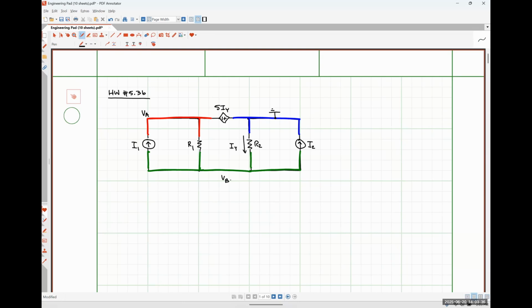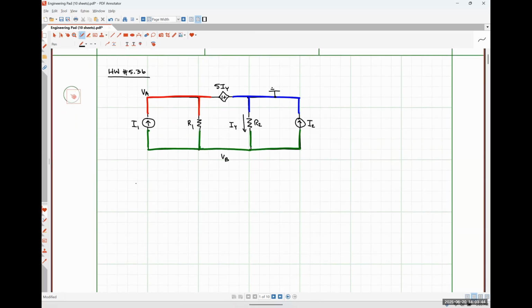So we have a controlling variable, IY. So we're going to have a controlling variable equation. And in this case, since the current is starting at ground, we're going to do 0 minus. It's flowing towards node B, so that's 0 minus VB, or just negative VB divided by R2.